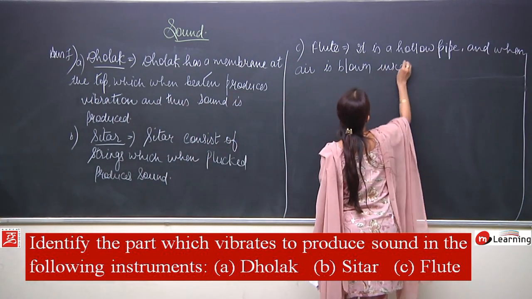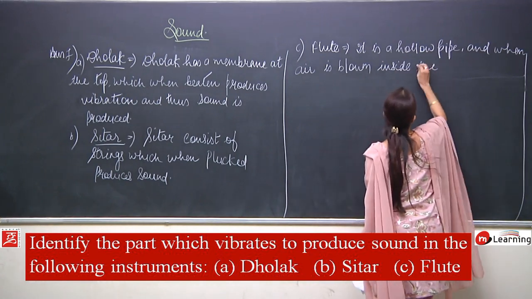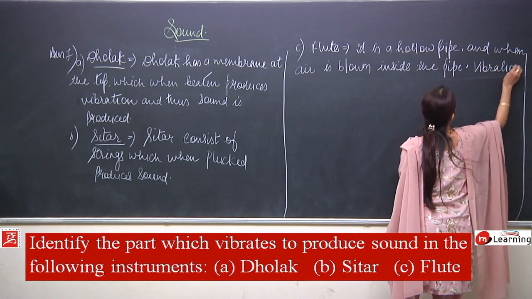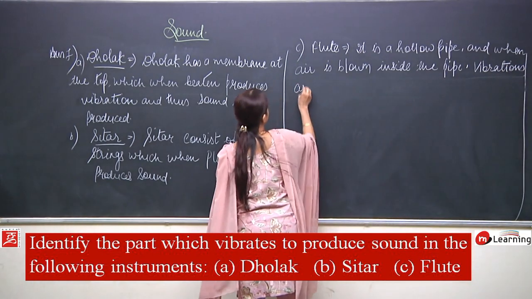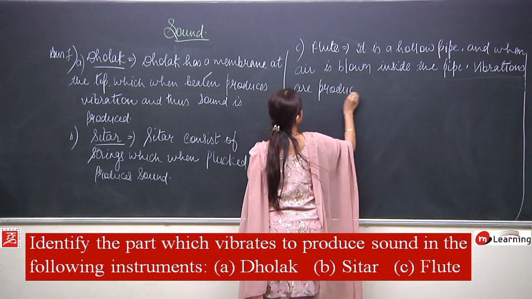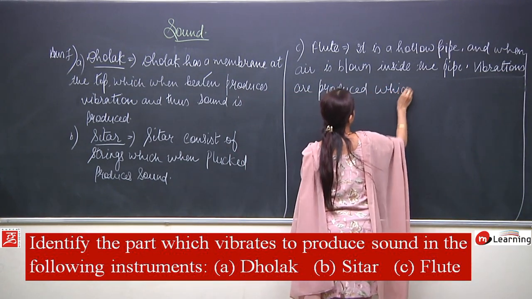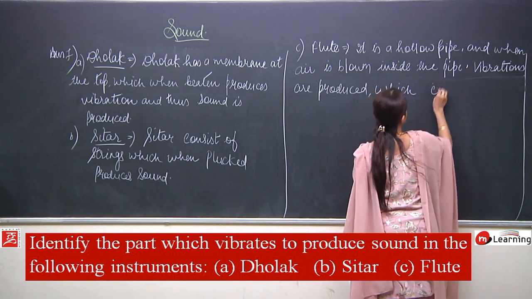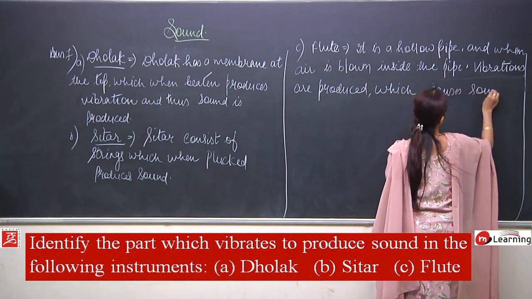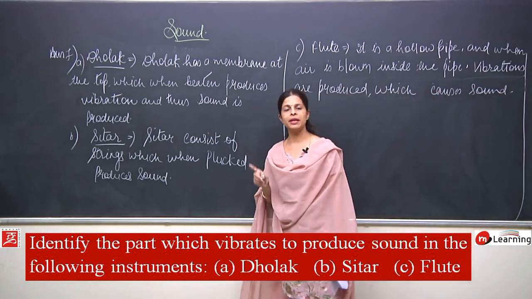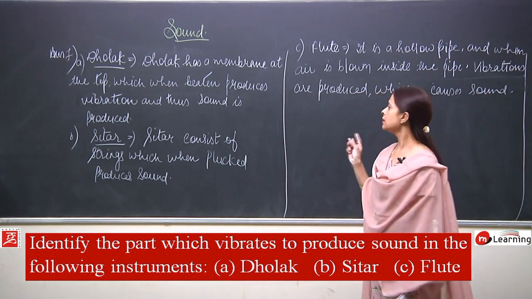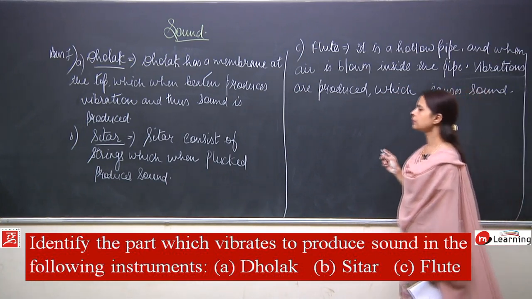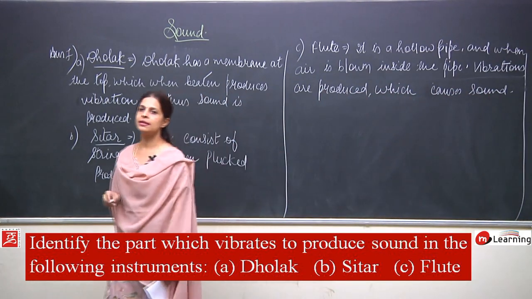Air is blown inside the pipe, vibrations are produced, which causes sound. Okay, so the dholak membrane is vibrating, so sound is produced. In the sitar, the strings are vibrating, so sound is produced. And here air vibrates, and that is the reason the sound is produced.